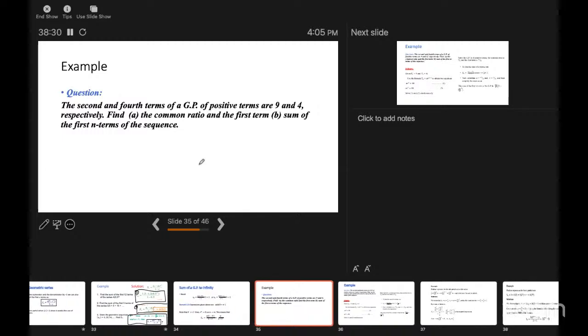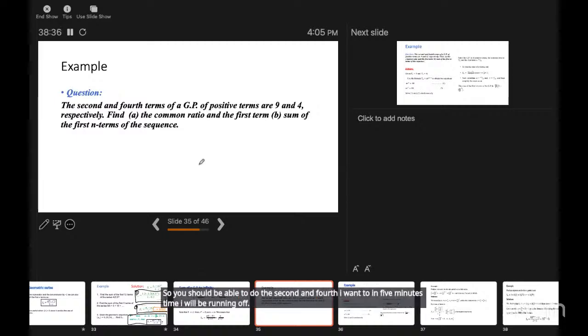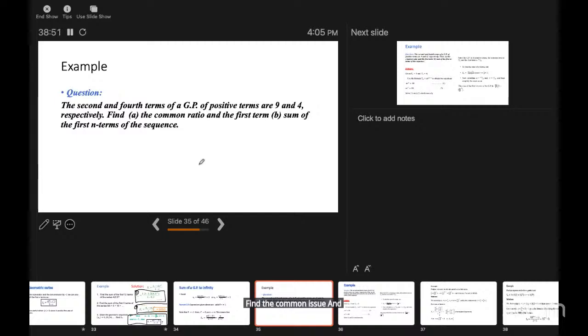So you should be able to do the second and fourth. In 5 minutes time, I will be rounding off so that you can attend if you have another class. The second and fourth terms of a GP of positive terms are 9 and 4 respectively. Find the common ratio and the first term. Then find the sum of the first n terms of the sequence.